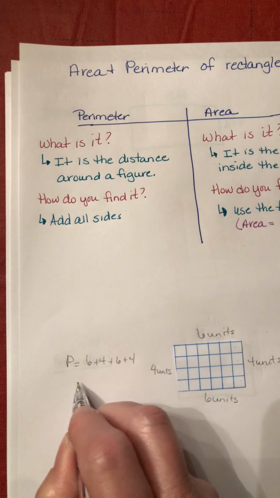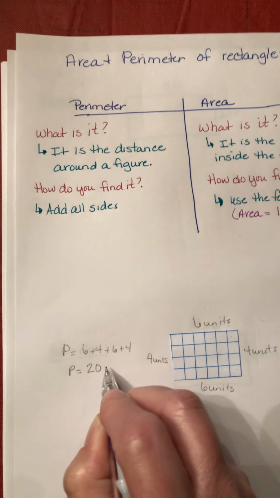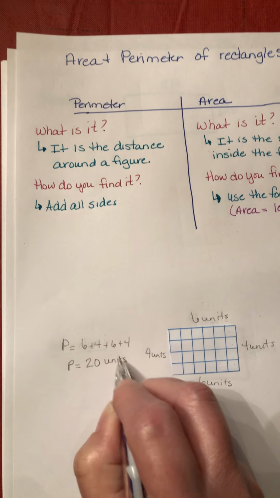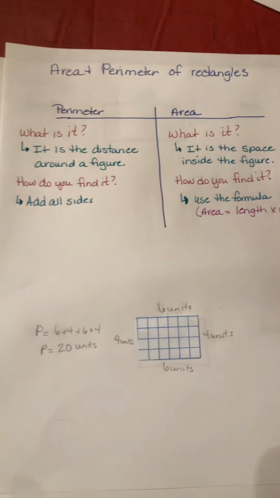So when you add those all together, the perimeter of this rectangle is 20 units. So that's perimeter. Again, we just added up all 4 sides.